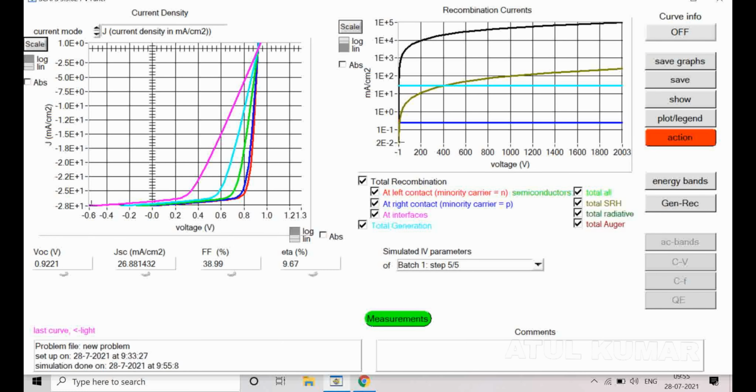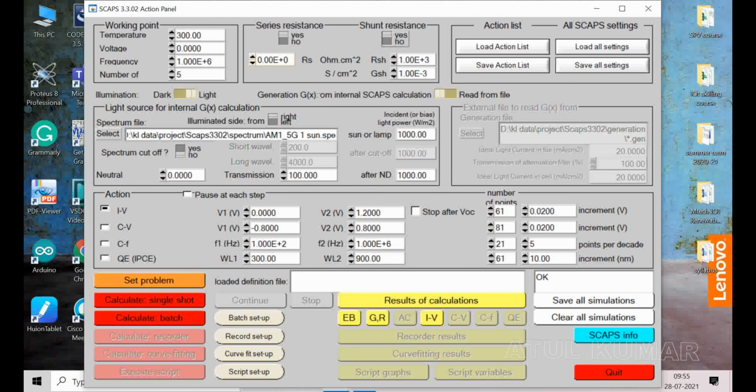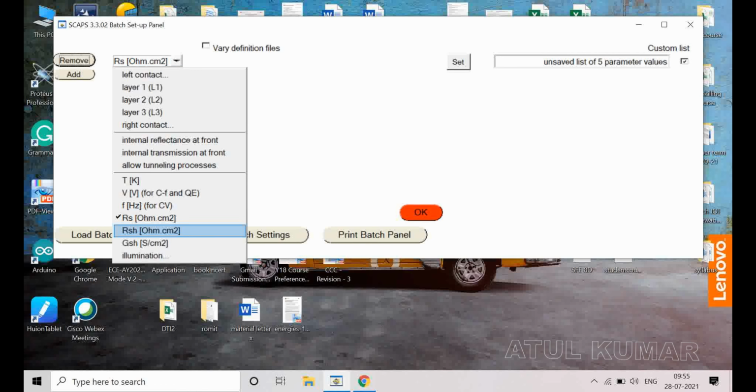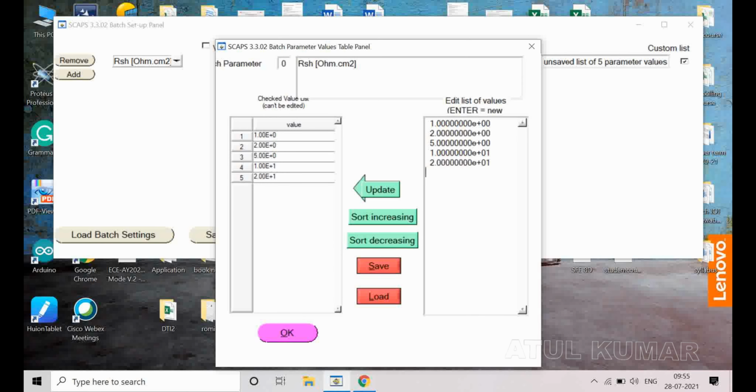Okay. Similarly, if I change not the series resistance but the shunt resistance value, which should be high, I will take 10,000, then 1000, then 100, and then 50, let me take 10. Okay. Now you will see a considerable change on the IV curve.